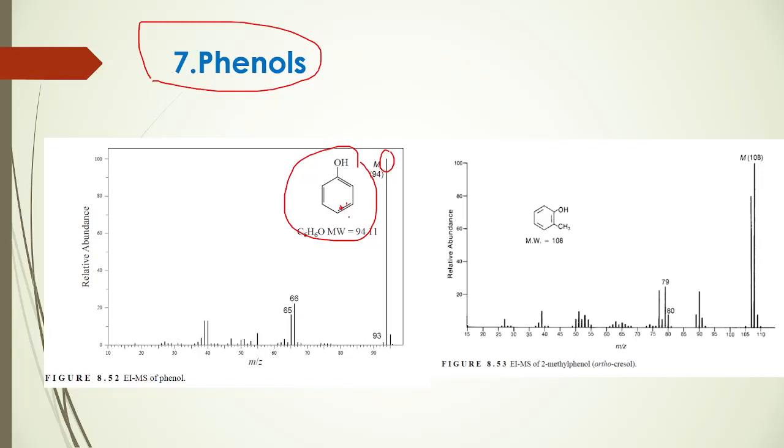Okay, friends. So this is how we are going to see the fragmentation pattern of phenols. So you can see here we have this compound which contains one methyl group, and here the 108 peak is the molecular ion, and then 107 belongs to the tropylium ion containing the OH group. So friends, this is how we are completing this part.